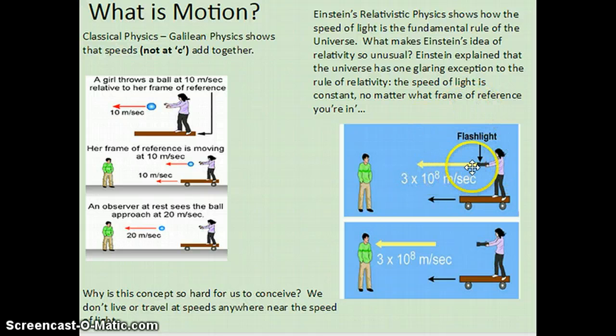It doesn't violate anything. If we take the same idea, instead of her throwing a ball, she's now turning on a flashlight. The photons, from her perspective, are traveling at the speed of light, right? 3 times 10 to the 8th meters per second. Even if she's moving toward the outside observer, it's still traveling at the speed of light. It's not traveling at the speed of light plus the velocity of the cart. It's traveling at the speed of light. The speed of light makes the rules in this case. It doesn't matter if you're within or outside of the frame of reference. The speed of light is the speed of light.